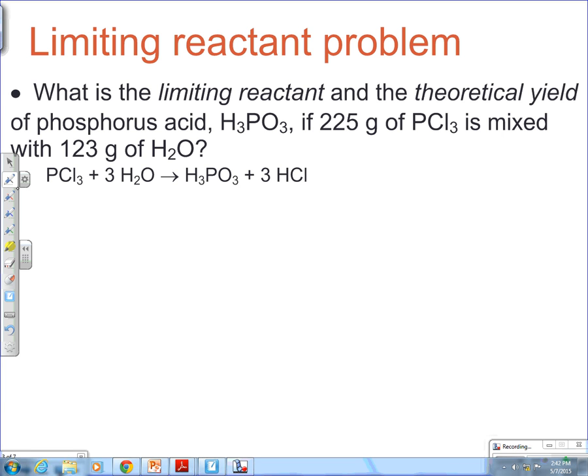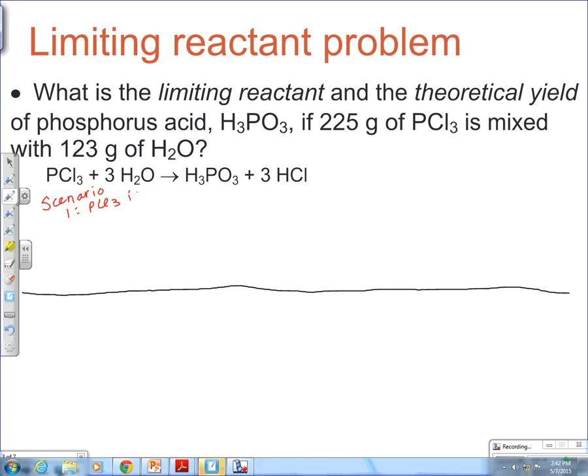So I'm going to draw a big line cutting the board in half. In scenario number one, I will assume that phosphorus trichloride is the limiting reactant. I'm going to put LR for limiting reactant from now on. So let's assume this is the limiting reactant. We start with all 225 grams of the PCl3. I go through our stoichiometry as usual.